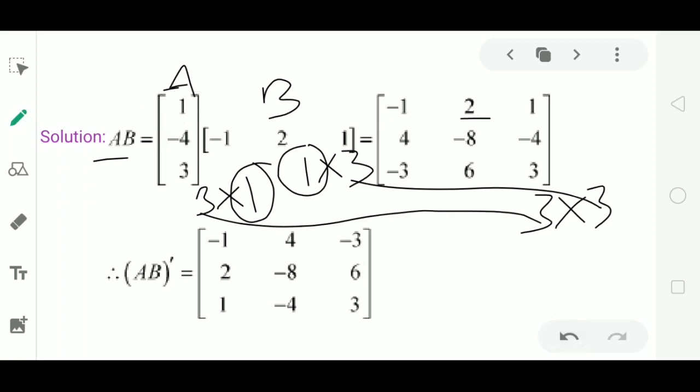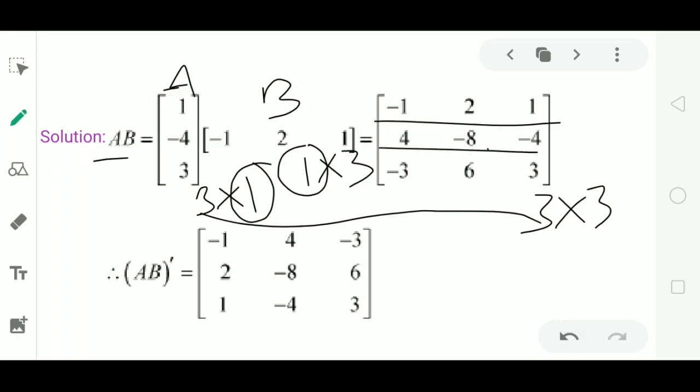For the second element, that is element lying in first row, second column, we consider first row of A and second column of B. Multiply them element wise. 1 into 2 is 2. 2 is the second element of matrix AB. For the third element lying in first row, third column, consider first row of A, third column of B. Multiply them element wise. 1 into 1 is 1. We have determined all elements of first row of AB.